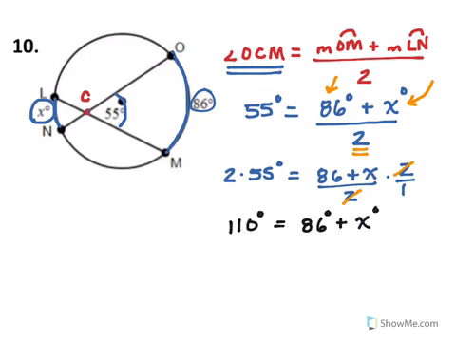Then we would subtract, because relative to x we're adding 86. So let's subtract 86 degrees from both sides. What we do to one side we need to do to the other to maintain the balance of this equation, to make sure they're both still equal. And these are going to cancel, leaving me with just x over here.